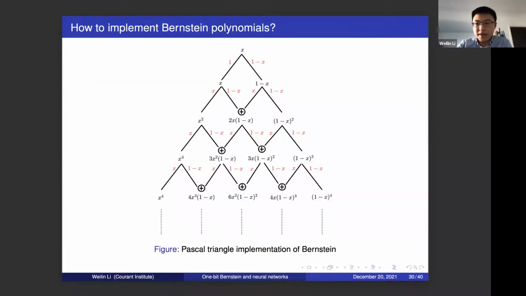Let me now talk about how neural networks come into play. Another advantage of Bernstein polynomials is that they have a natural Pascal triangle interpretation. As with a network, we always start with an input x. We can create new Bernstein polynomials simply by multiplying the previous ones by a certain weight. So for example, I start with x. I can make x by multiplying by 1 bit. I can create 1 minus x. This is still 1 bit.